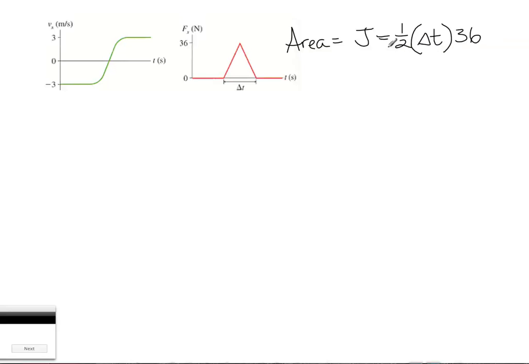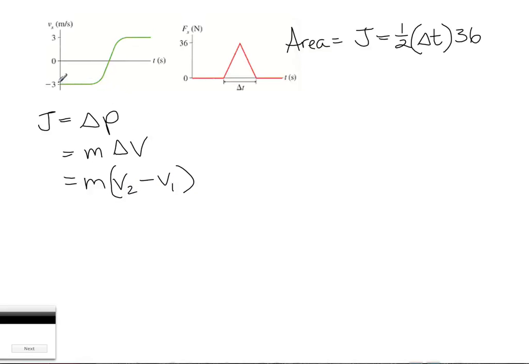So if I can figure out by some other method what the impulse is, then I can use this equation to find out what delta t is. That's what they're asking. So the impulse must have something to do with this graph. The impulse momentum theorem says that besides being the area under the force versus time graph, impulse is also equal to the change in momentum, which, as long as the mass isn't changing, is mass times the change in velocity, which of course is mass times v2 minus v1.